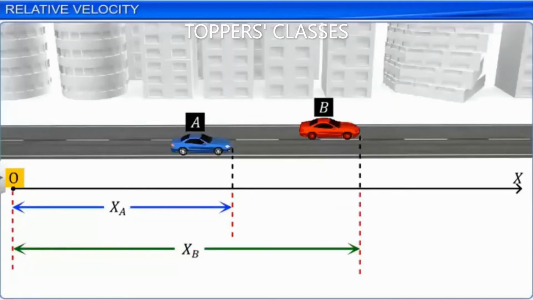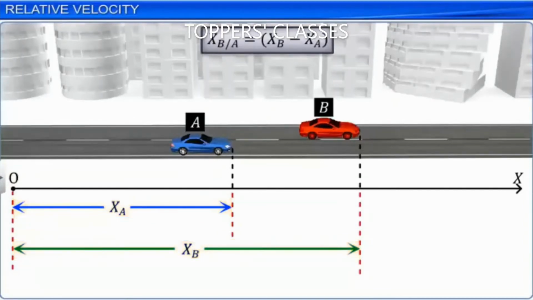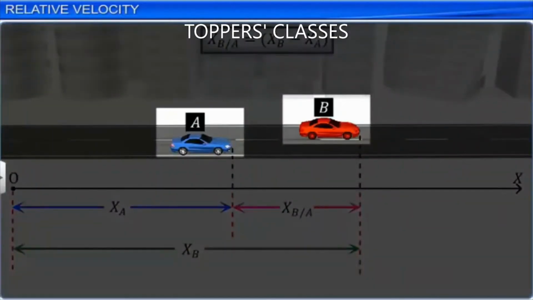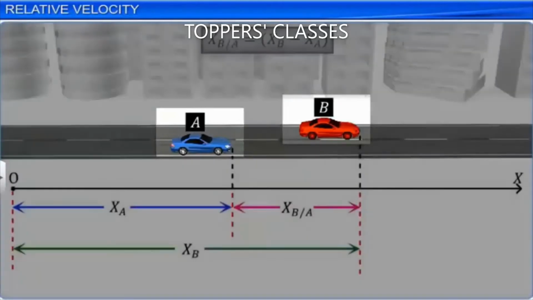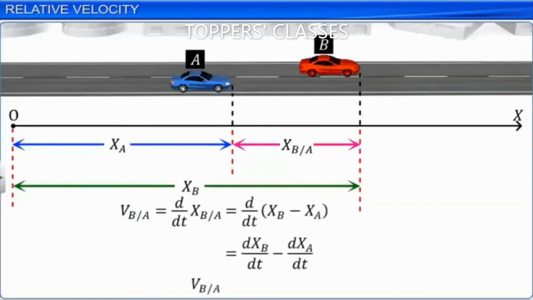x B minus x A is the relative position coordinate of B with respect to A and is denoted by x B by A. When both A and B are moving, we take the distance at a particular instant. Differentiating relative distance x B by A with respect to time, we get relative velocity, which is denoted by v B by A. By differentiating, we get v B by A is equal to v B minus v A.